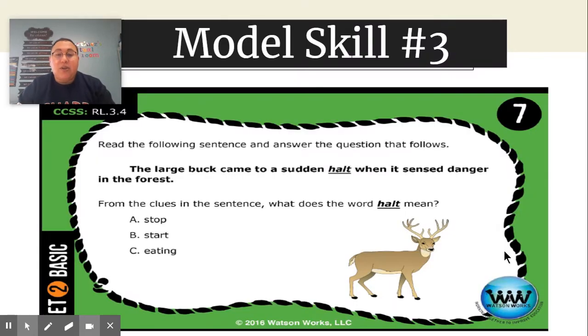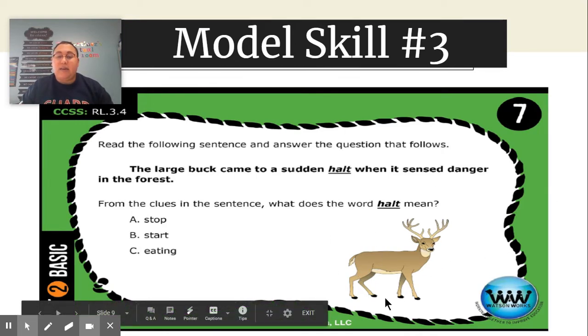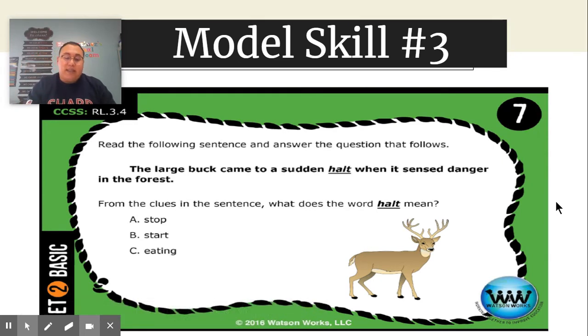So when we think about plot, we've got to think about, why is this event important in my story? Okay? So let's talk about context clues. So here they want us to read the following sentence and find the meaning of the underlined word. So the large buck came to a sudden halt when it sensed danger in the forest. It says, from the clues in the sentence, what does the word halt mean? So the large buck. So this is what a buck is. It's a male deer, right? It came to a sudden halt when it sensed danger in the forest.